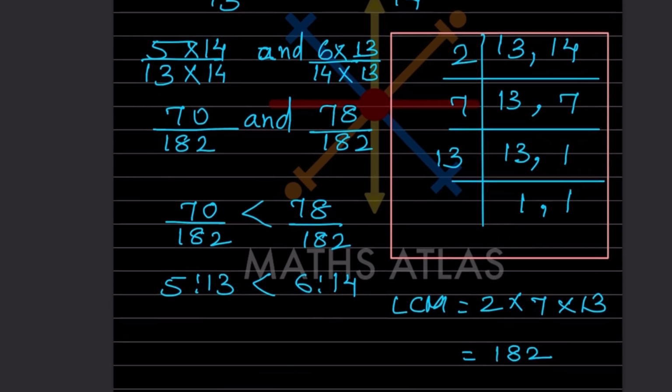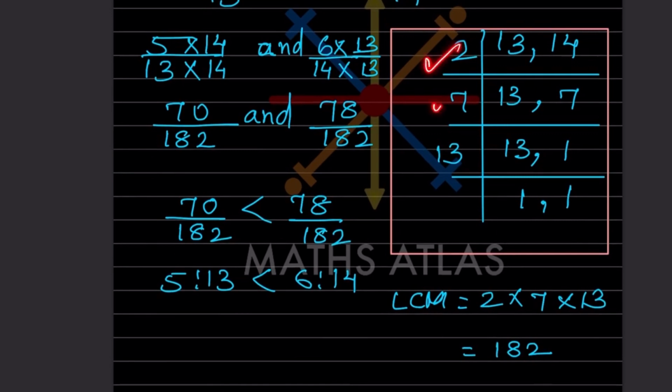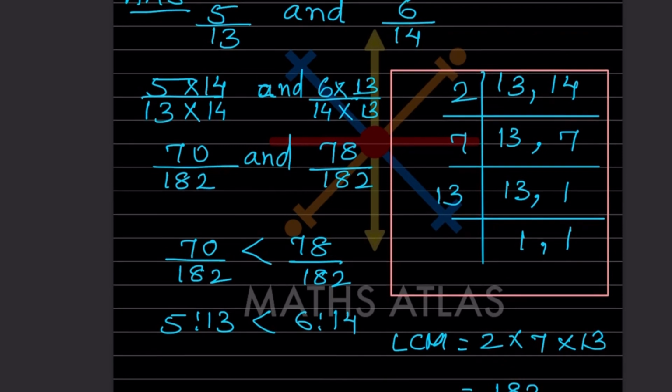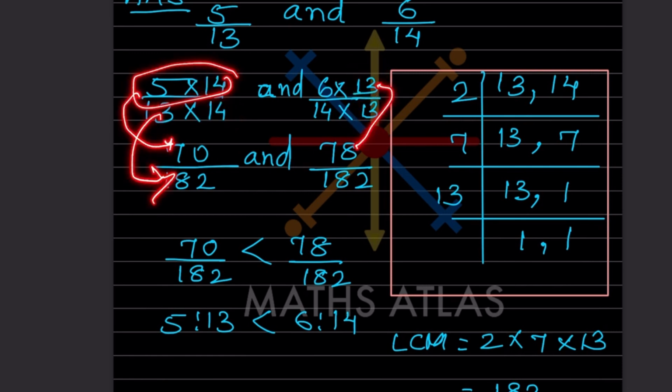So what will you do here? 2 into 7 into 13. What do you get? 182. Now we have to make the denominators equal. When you multiply 13 by 14, you get 182. Again, 14 multiplied by 13, you get 182. Since you have multiplied this by 14, you have to multiply the numerator also by 14. Since you have multiplied this by 13, you have to multiply this also by 13. So this is 70 by 182, and this is 78 by 182.